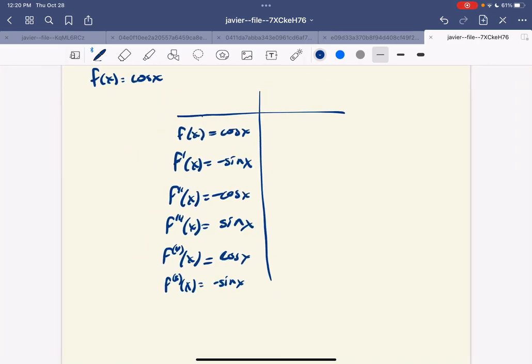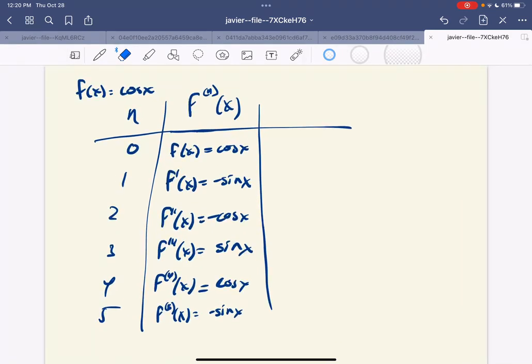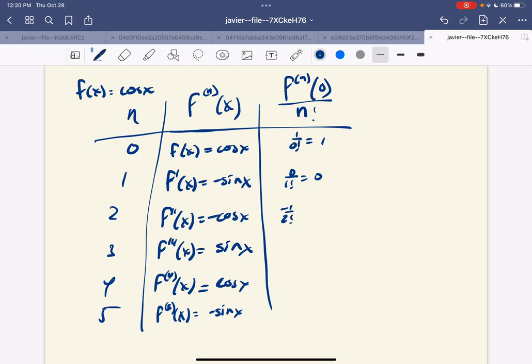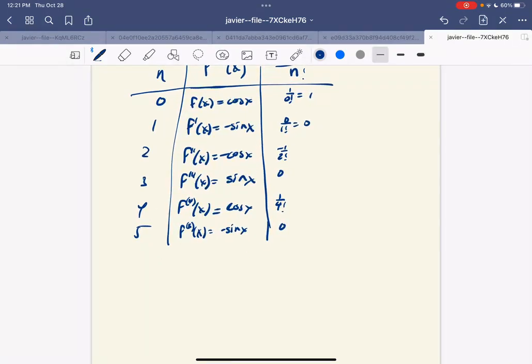So here are my f primes. Here are my n's: 0, 1, 2, 3, 4, 5. And ultimately what I want is my f of n's at 0 divided by n factorial. So at 0, this is 1. 1 divided by 0 factorial is equal to 1. Here at 0, this is 0 over 1 factorial, that's equal to 0. Here, this is at 0, that's negative 1 over 2 factorial. Here, it becomes 0. Here, it becomes 1 over 4 factorial. Here, it becomes 0. And so on and so forth.